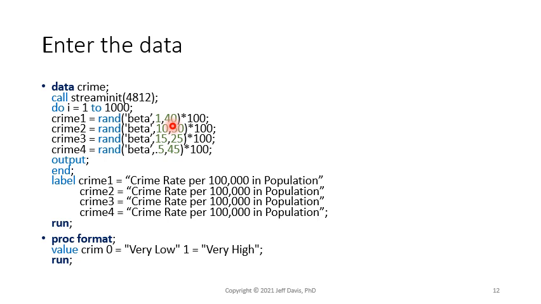Now, for this last term here, where I multiply this value times 100, this is just something to make the crime rates look a little more realistic. This is not something you have to do. You can leave that off, or you can put it on there. It's totally your choice. It's going to depend upon what sort of simulation you want to run.